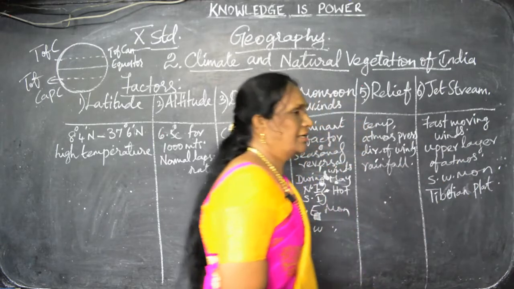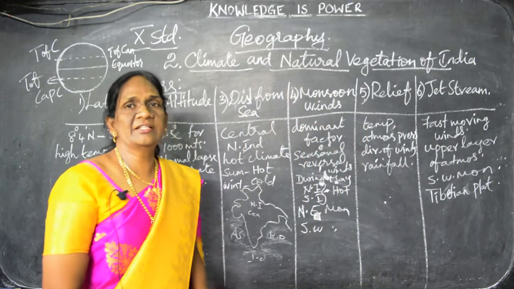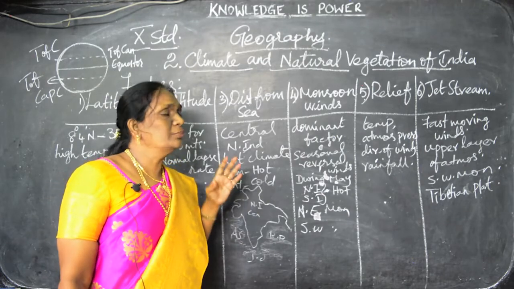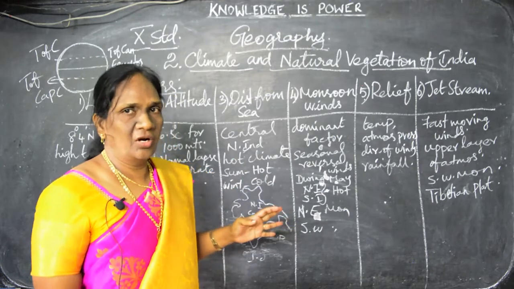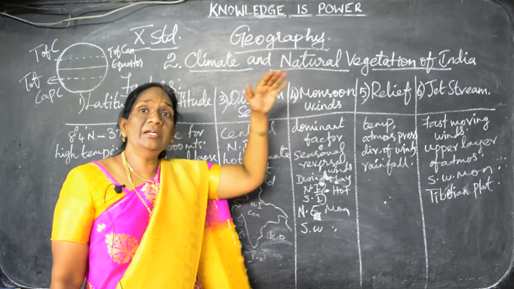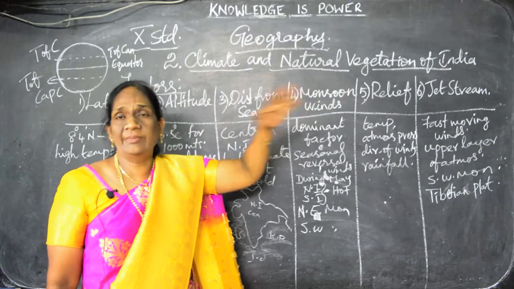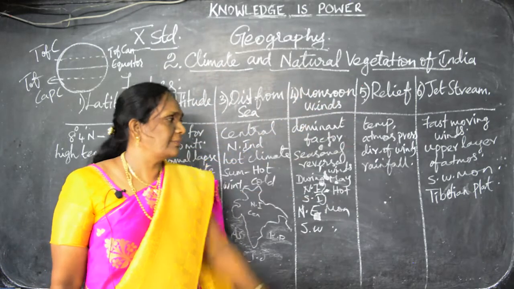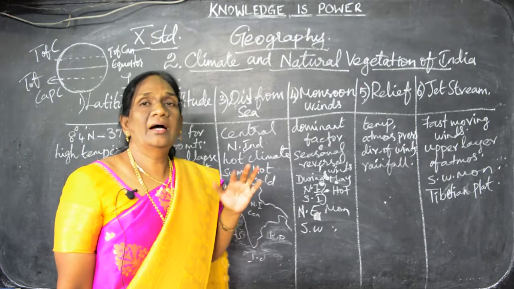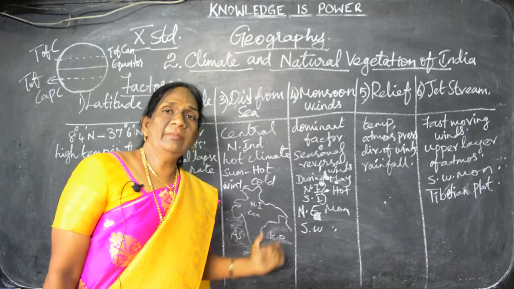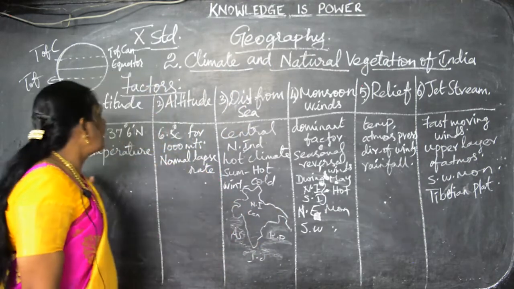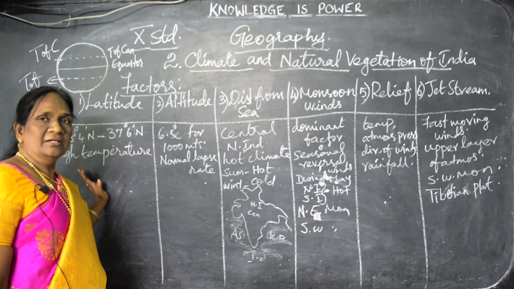Can you follow, children? And the last factor is jet stream. Jet stream means the fast moving winds. They are called jet stream, and we can see them in the upper layer of the atmosphere. We can see them during the southwest monsoon season, and it passes from India till the Tibetan plateau. So these are all the factors which affect the climate of India.